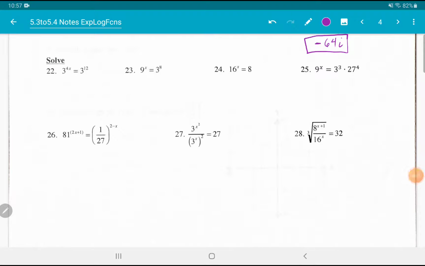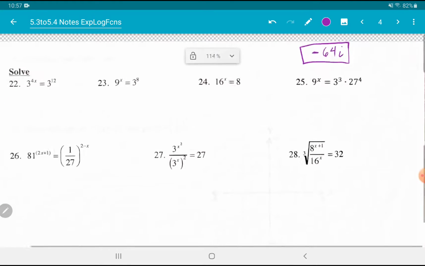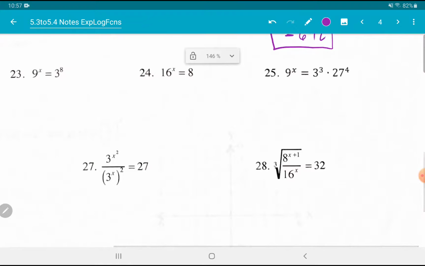In this video, we're going to solve equations with exponentials. Let's first take a look at number 25. As I look at 25, I do notice that I have a base of 9, a base of 3, a base of 27. To solve this a little bit easier, I probably want to make them the same base. That's what's going to make these problems a lot easier.